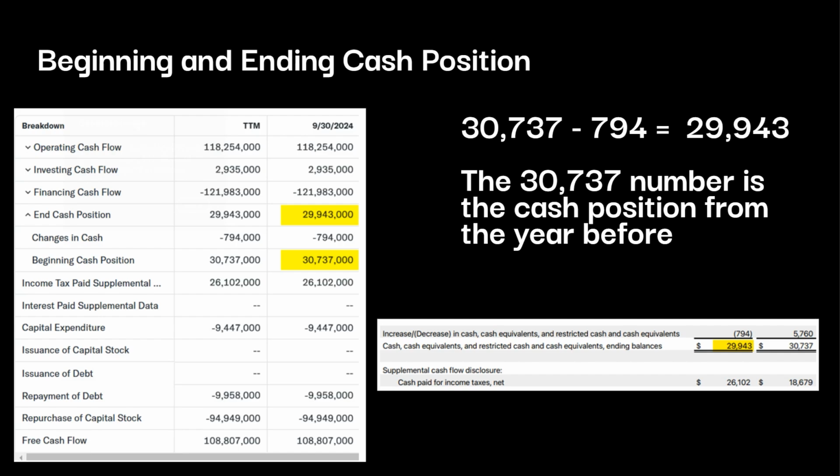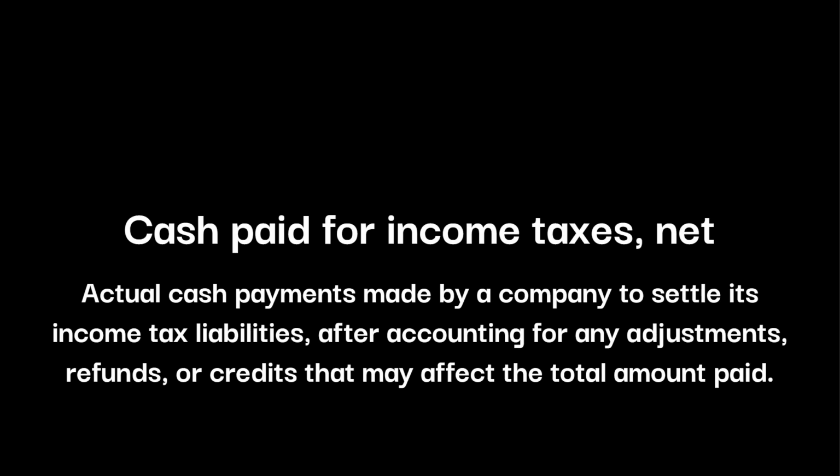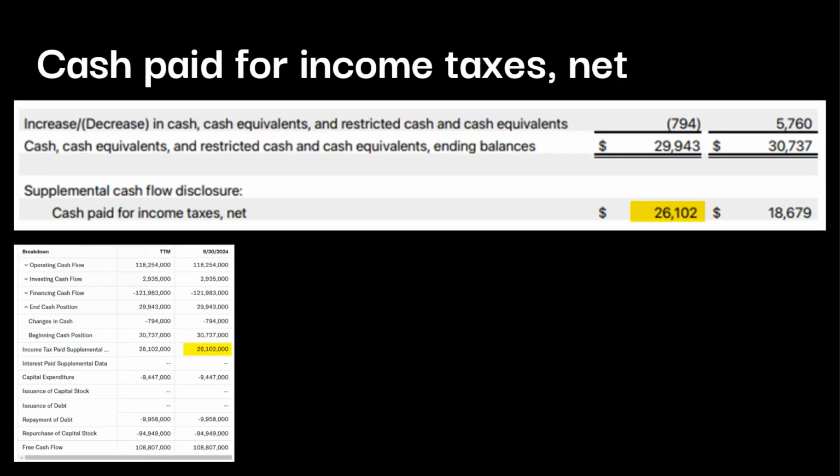Versus on Apple statement, you just have to go to the right, you get the ending balance there, then you subtract the increase or decrease in cash, and then you find your new value. Okay, cash paid for income taxes, net. So this is the actual cash payment made by a company to settle its income tax liabilities after accounting for any adjustments, refunds, or credits that may affect the total amounts. And you can see this value over here, 26,102. Pretty easy on both sides of things.